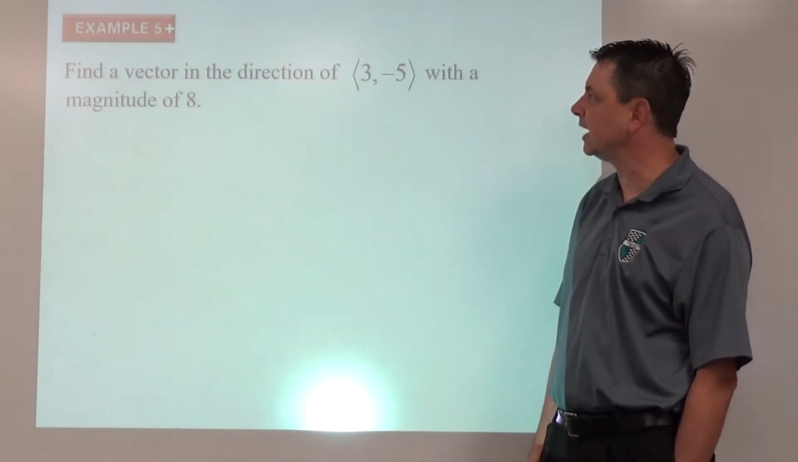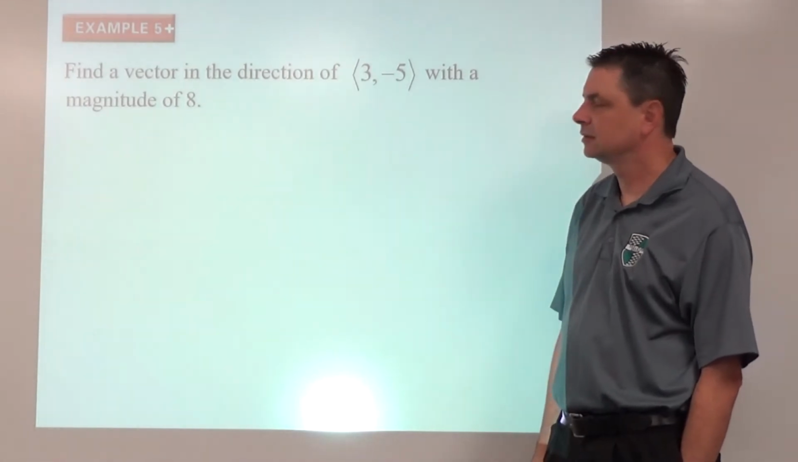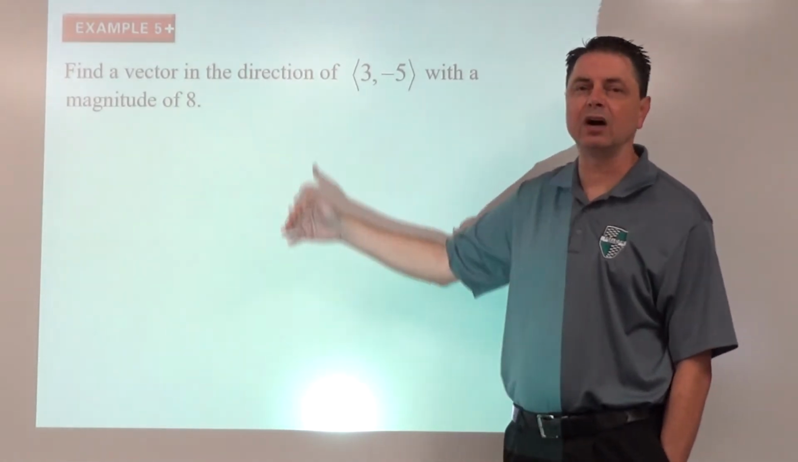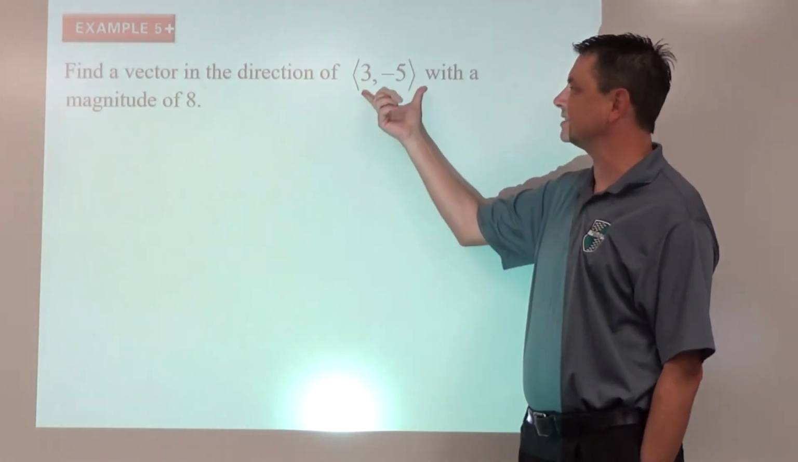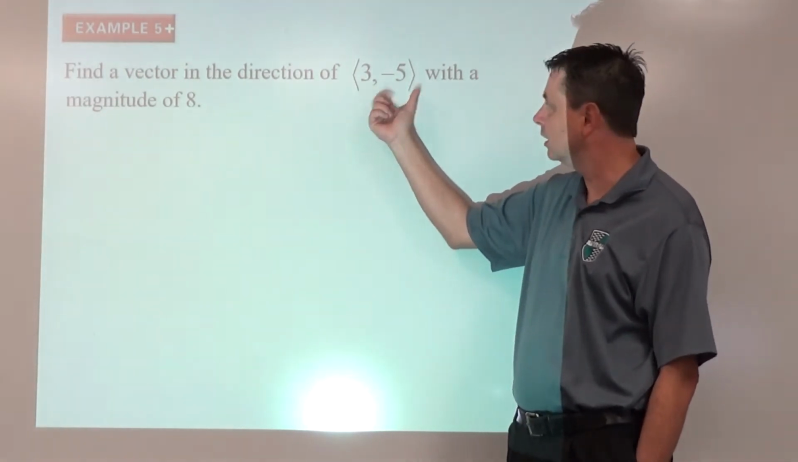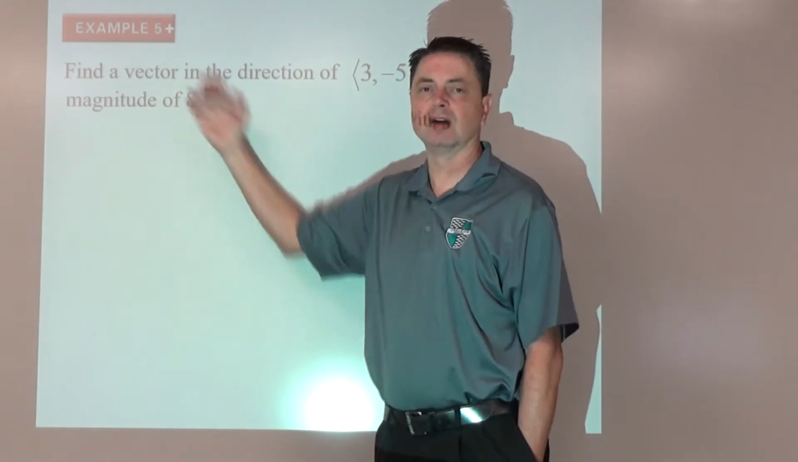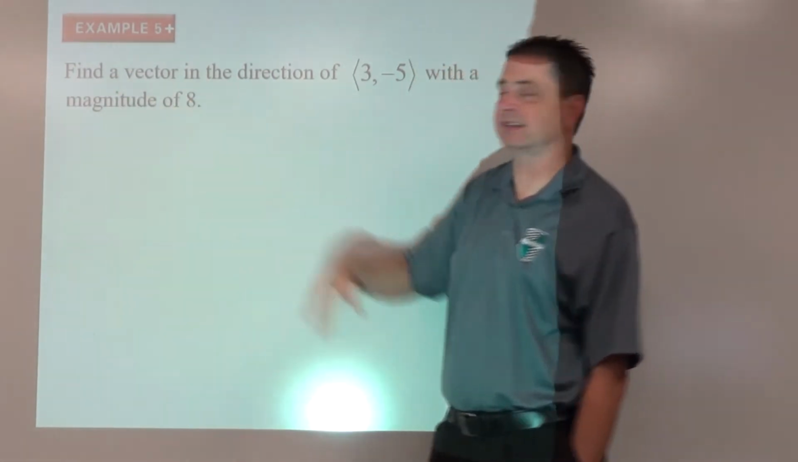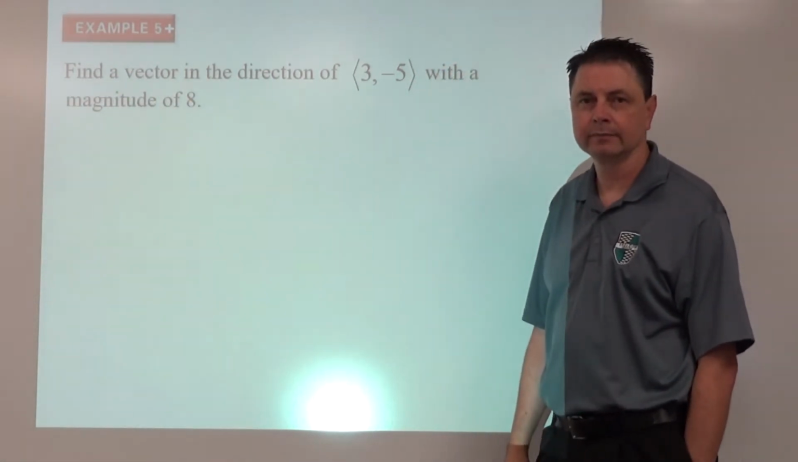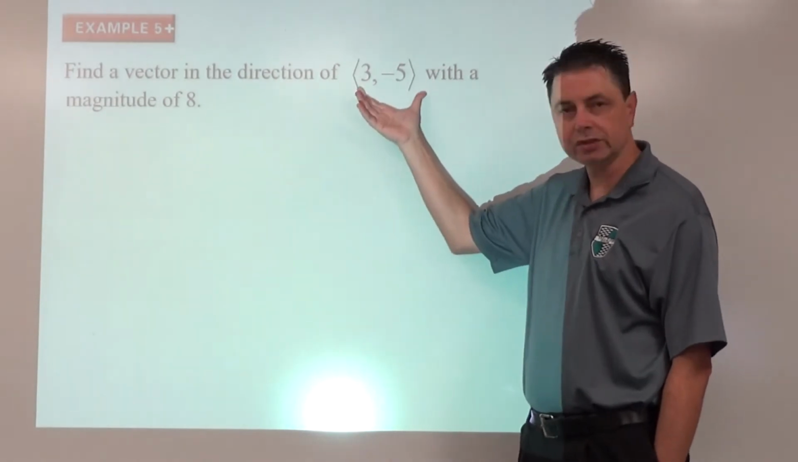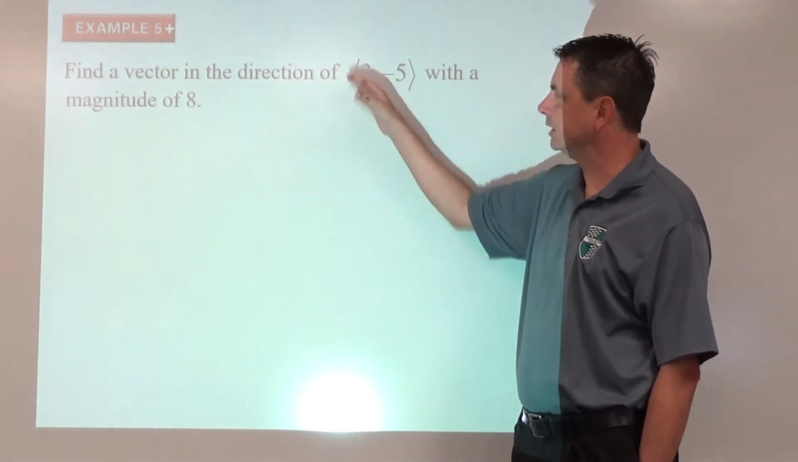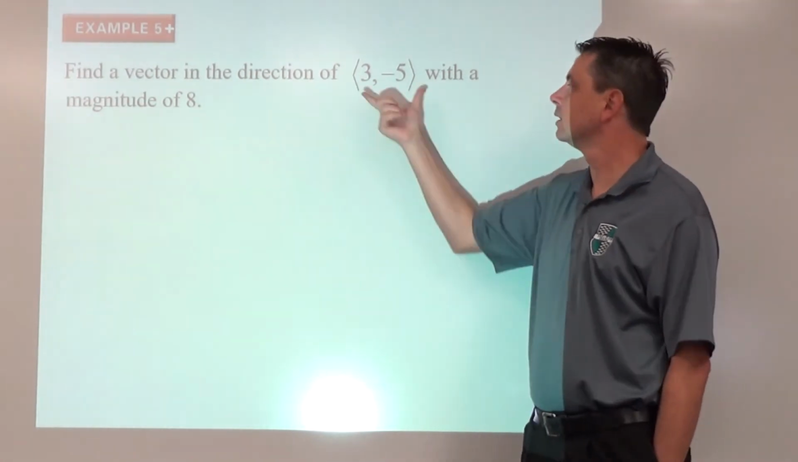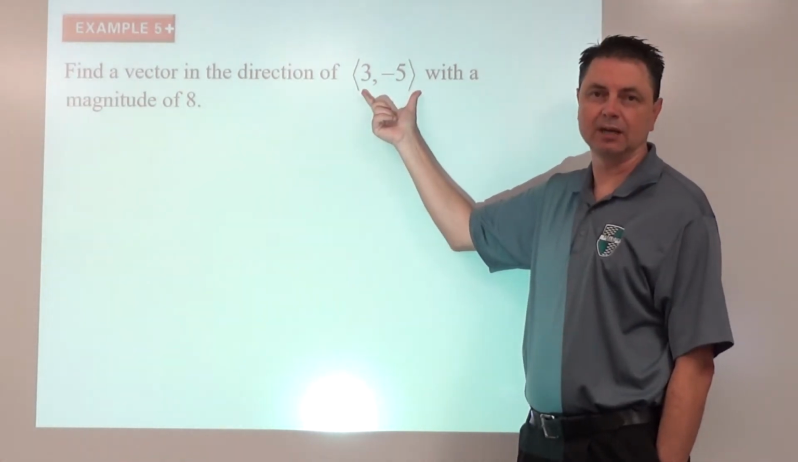All right, example 5 plus. And this is really the power of the unit vector. Write a vector that's in the same direction as this one with a magnitude of whatever we want it to be, in this case 8. First, find a unit vector. For the vector in question, we just did that in the last problem.